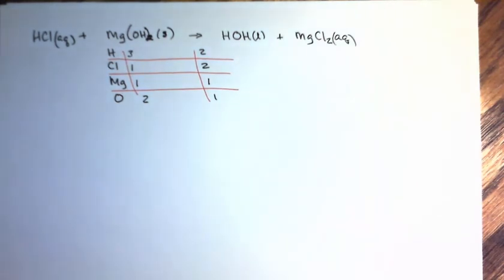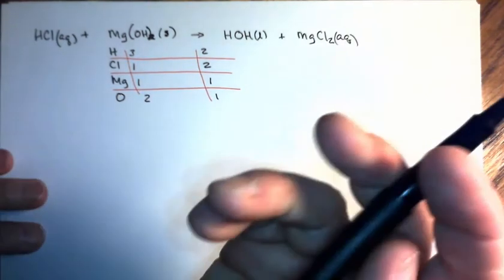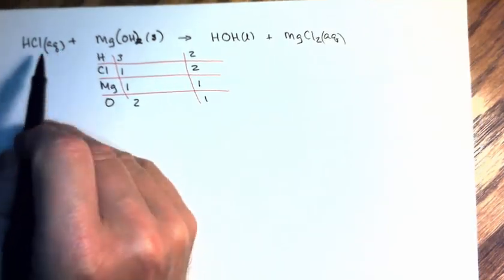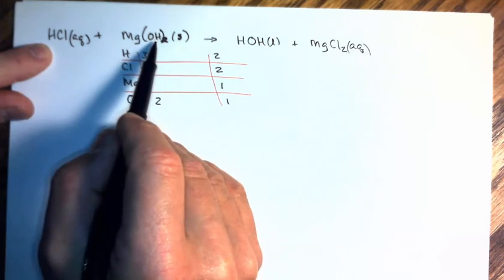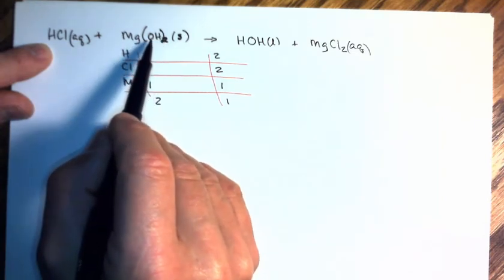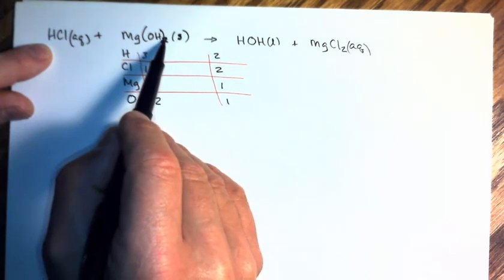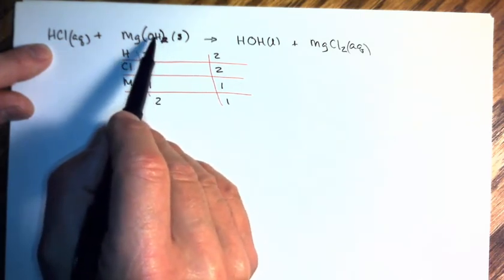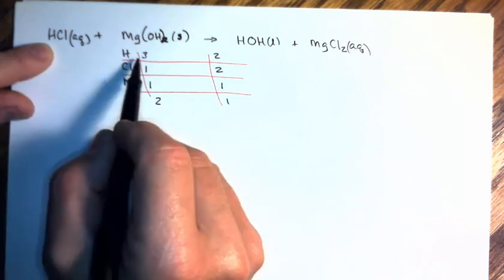Okay, I thought I would go through this one with you just to make sure we're all on the same page here. I've got 3 hydrogens on the left. Now you have to be careful here because I've got a hydrogen here and 2 hydrogens here. The 2 outside the parentheses multiplies everything inside. Since the hydroxide ion has 1 hydrogen, the 2 outside multiplies that by 2. That gives me 2 hydrogens here plus the 1 here. So I have 3 hydrogens to start with.